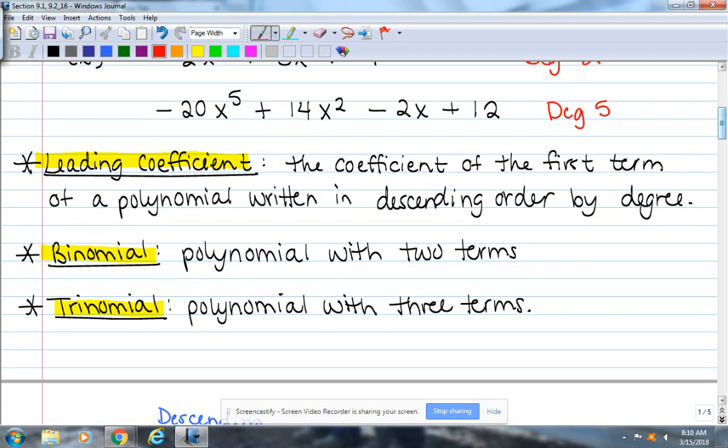All right, here's some more terms for us. I'm going to give you a second to write those down before I talk about them.